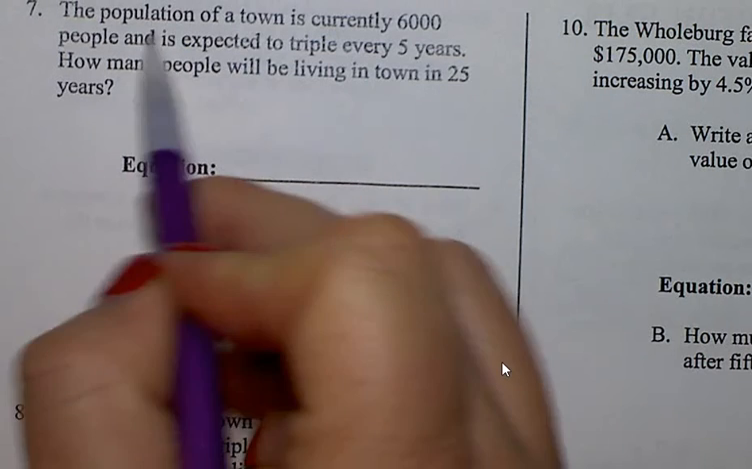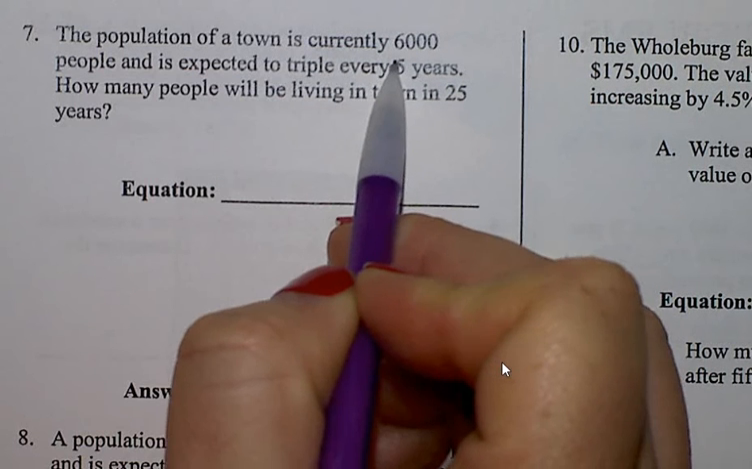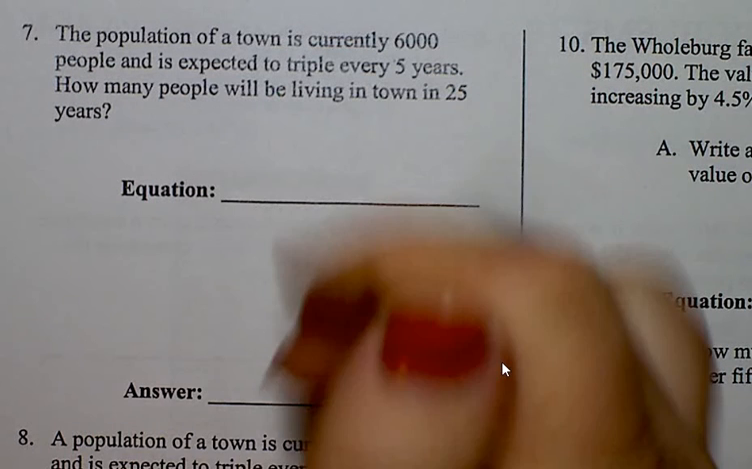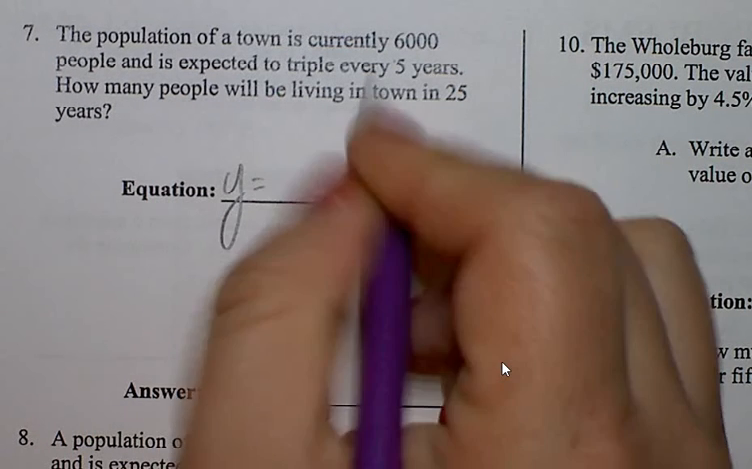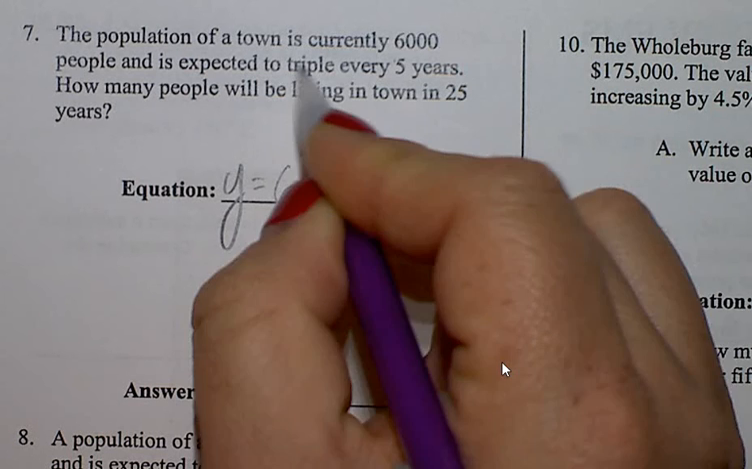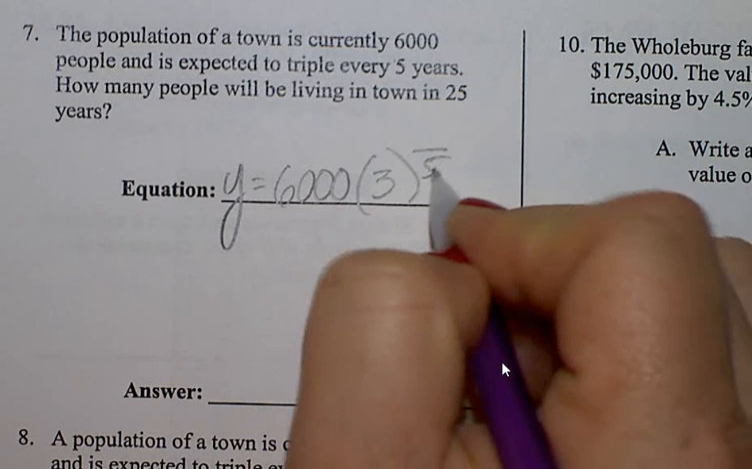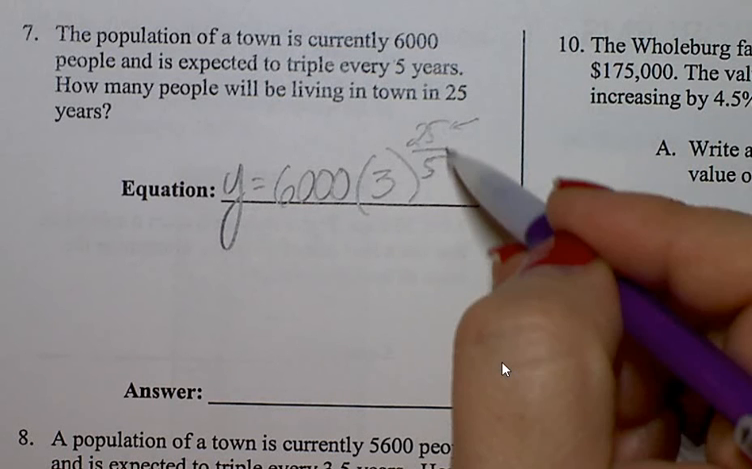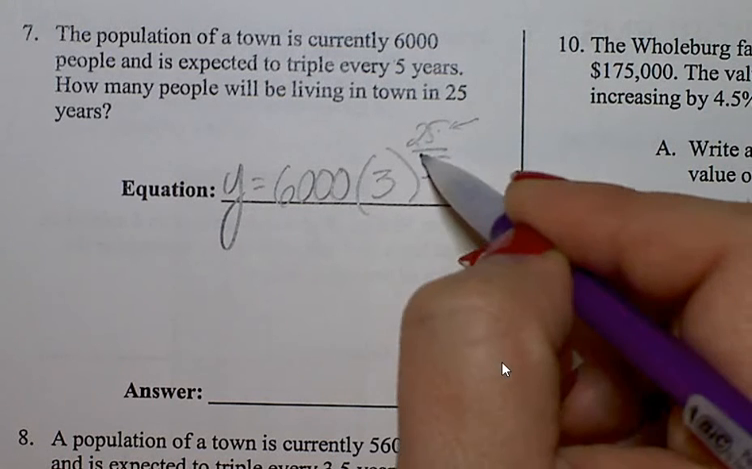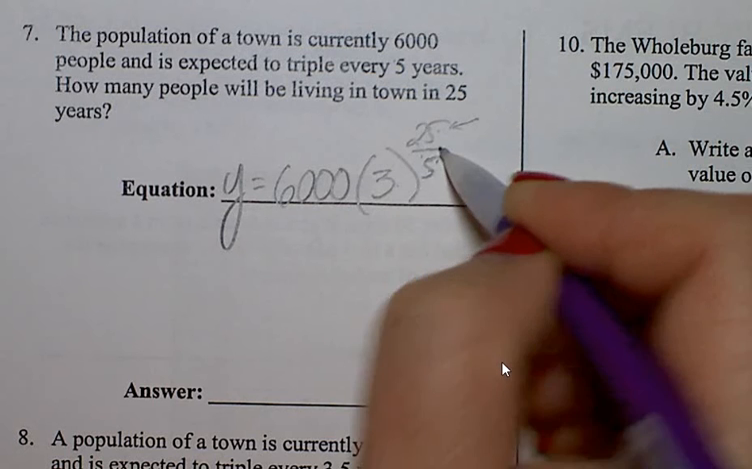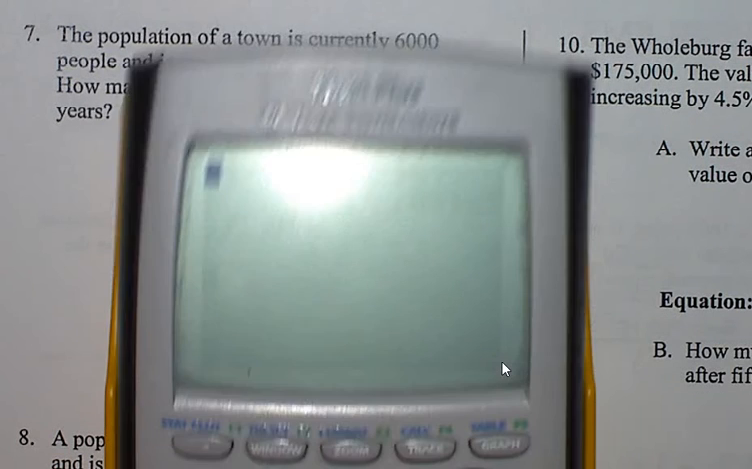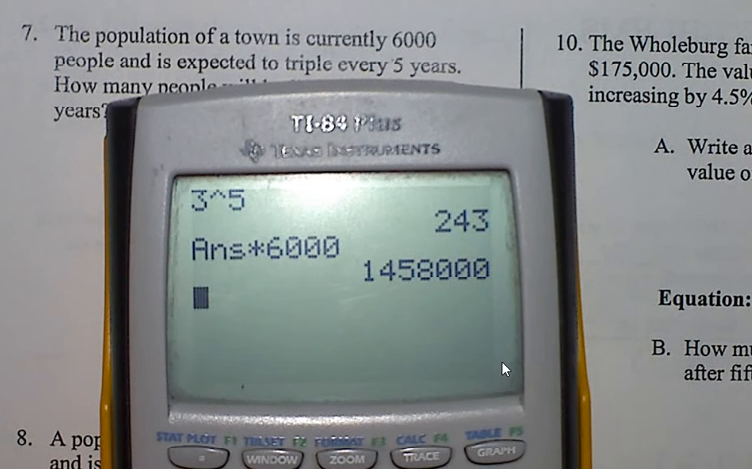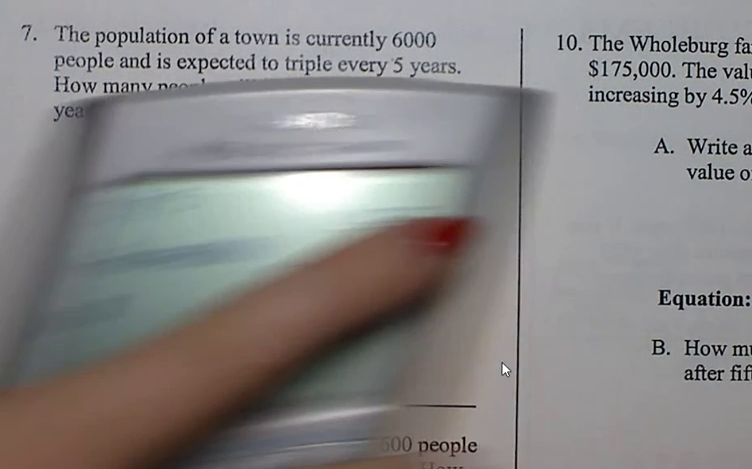So the town's population is currently 6,000 people and it's expected to triple every 5 years. How many people will be living in the town after 25 years? We want to know the final amount we can predict. The original amount is 6,000, the rate is it triples. How often? Every 5 years. Now for this particular problem, they want us to solve after 25 years. 25 divided by 5 is 5. So I'm going to take 3 to the 5th, get an answer, and then multiply it by 6,000. Correct answer is 1,458,000 people.